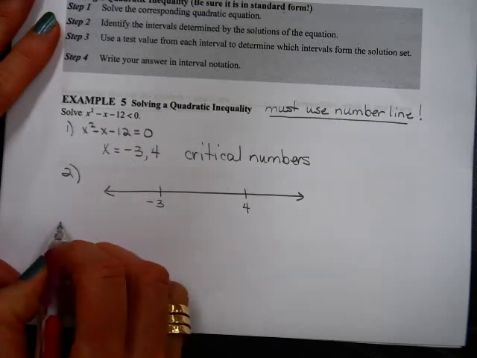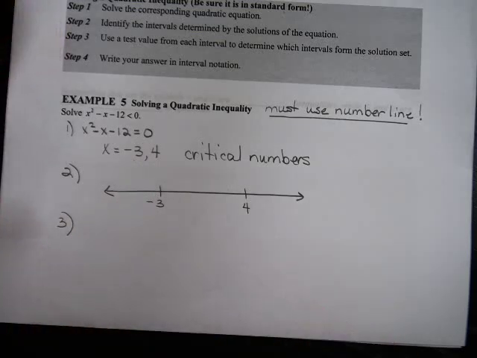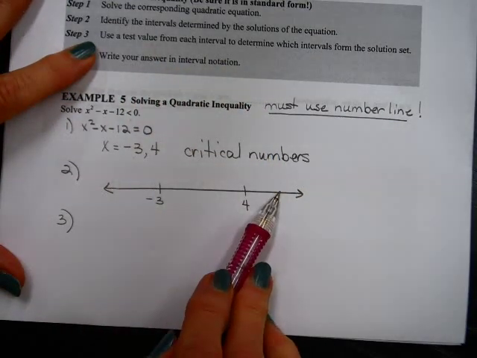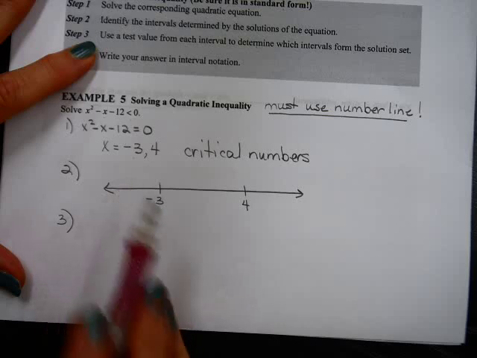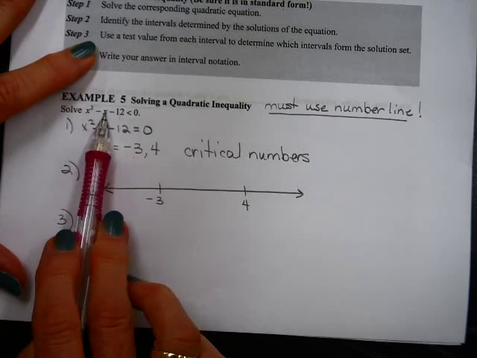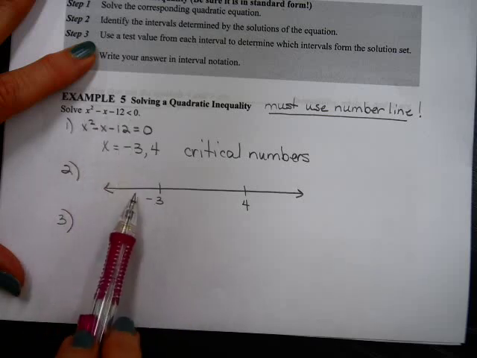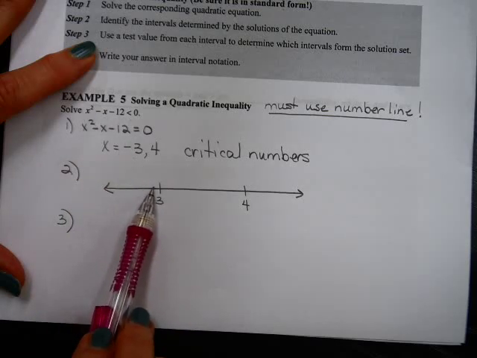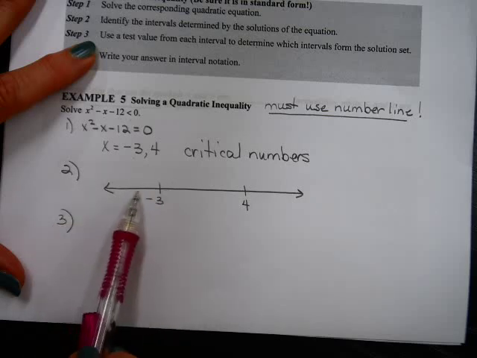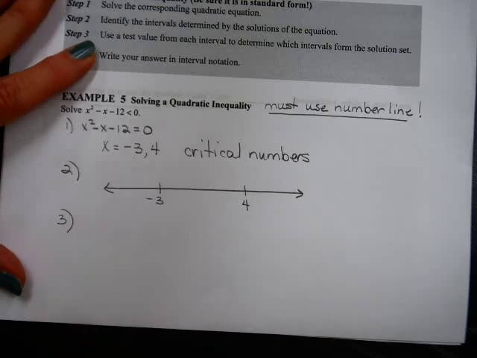So what we do for step 3 is we choose a test point in each region to see if that test point will work. If the test point is true in this inequality, then it solves the inequality, and that means every point in that region solves the inequality. If it doesn't work, then no point in that region will work. So let's look at some test points.